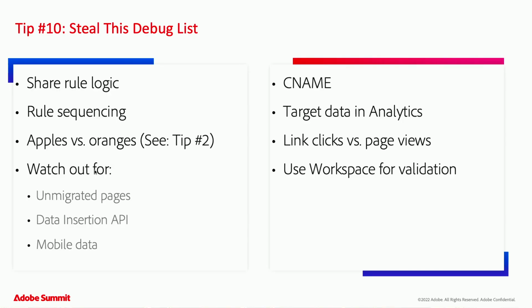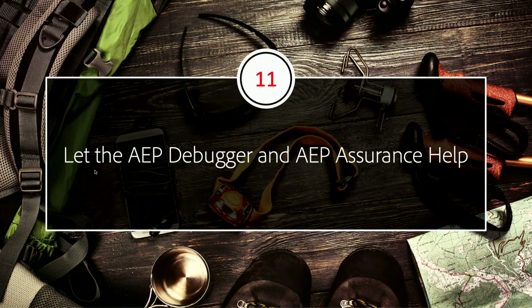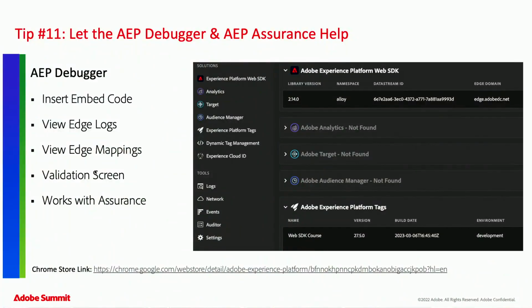But one of the ones we wanted to make sure you took away was to let the AEP Debugger and AEP Assurance help. You have probably seen the Experience Platform Debugger. It can insert embed codes and replace embed codes when you're testing dev work in prod. But there are some Edge-specific features that you should definitely take a look at. You can view the Edge logs and the Edge mappings. Because not everything is happening in the pixel, similar to processing rules and VISTA rules, you want to be able to see everything that's happening in one place, and the Assurance debugger can do that. It's got a validation screen, and you can check everything that's going on there.